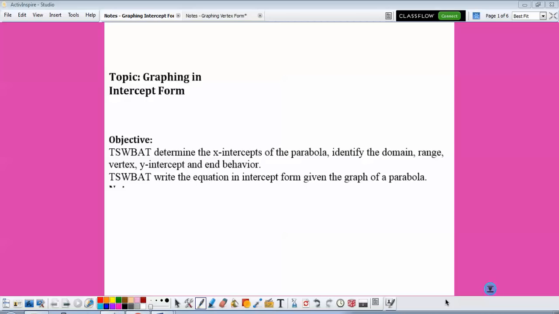Alright, today we're going to be talking about graphing quadratics in intercept form. So we will be able to determine the x-intercepts of the parabola, identifying the domain, range, vertex, y-intercept and end behavior, and we will be able to write the equation in intercept form given the graph of a parabola.